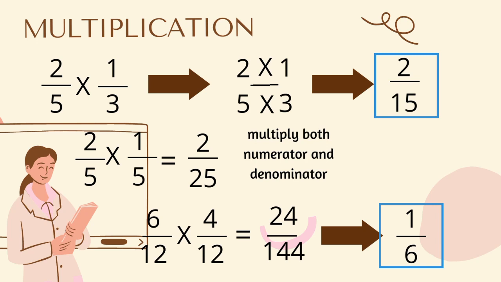So, ito naman next is 5 times 5 again, 25. 5 times 2 times 1 is 2. So, kailangan lang natin is i-multiply both numerator and the denominator. So, again, another example. So, meron tayong 12 times 12 is equal 144. 6 times 4 is equal 24. So, sinimplify natin, nakuha natin 1 over 6.